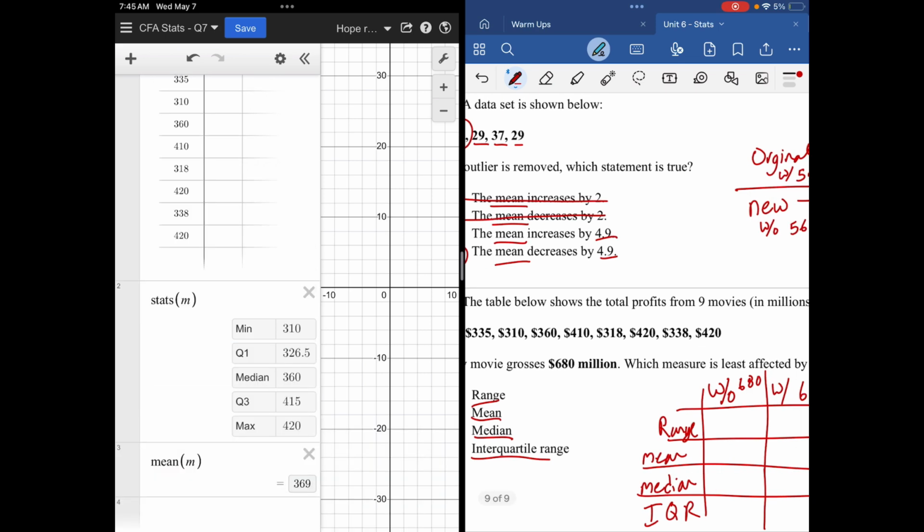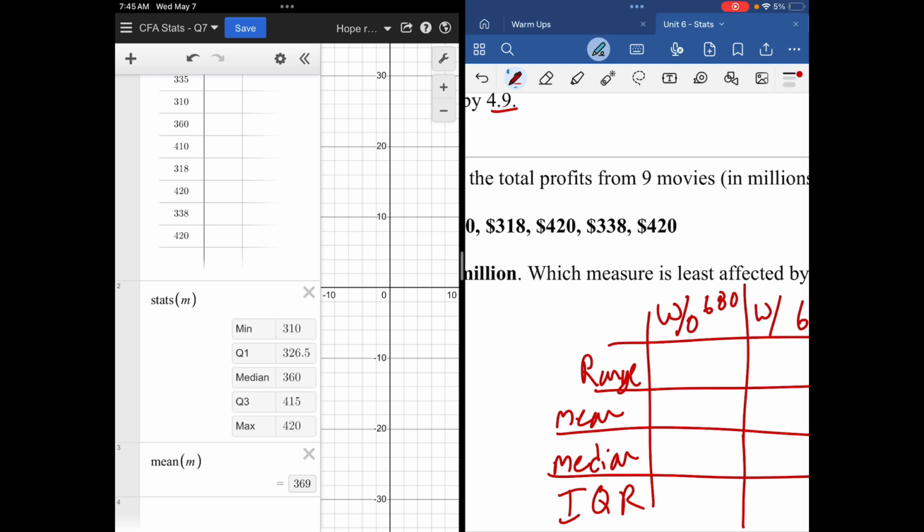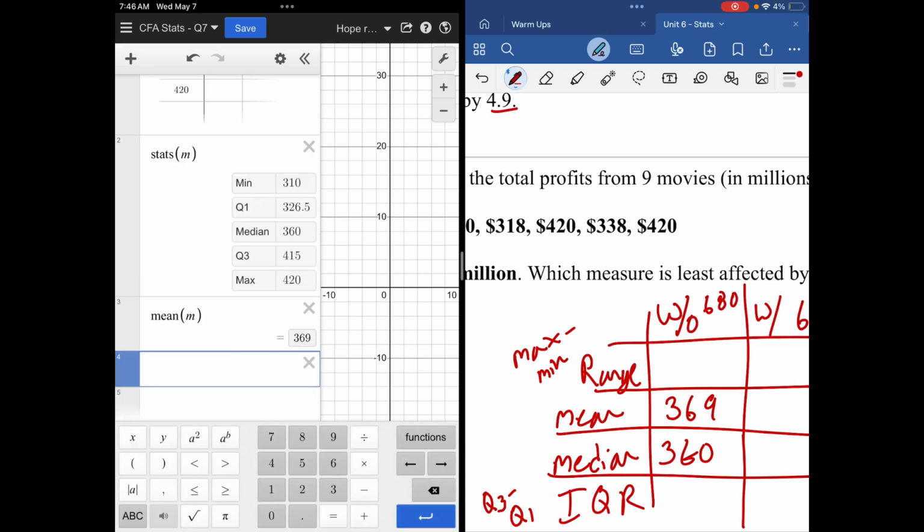All right, so we can start filling it in. We have to find the range. The mean was 369. Our median was 360. Now to find the range, we do max minus the min, and IQR is Q3 minus Q1. So our max is 420 minus 310. That means we get 110. To find the IQR, we do 415 minus 326.5, and we get 88.5.